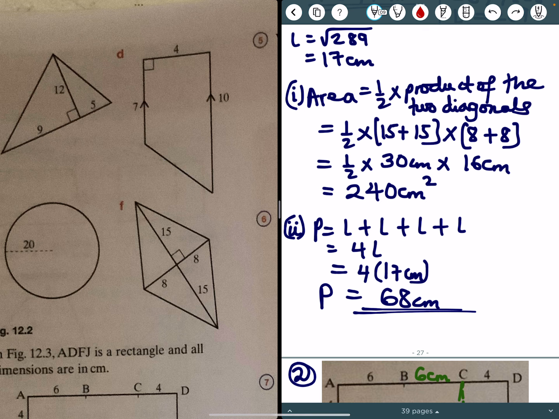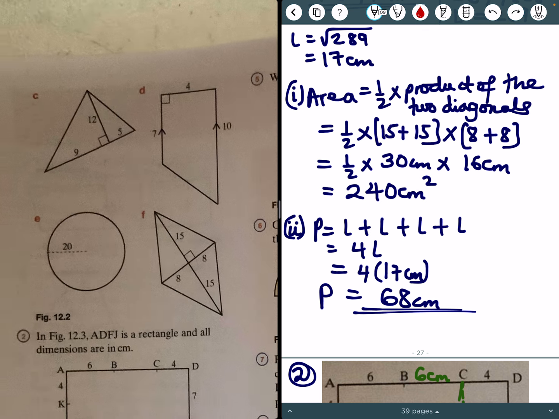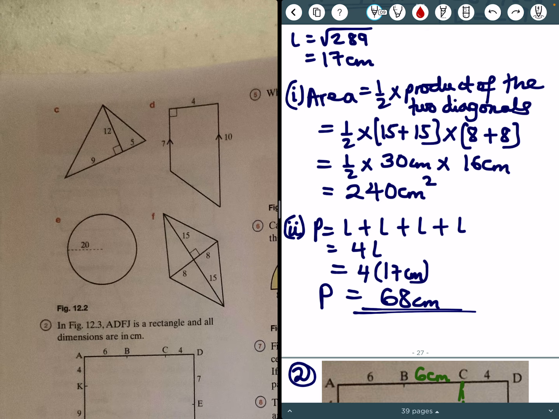68 centimeters for the perimeter. Okay, that's the perimeter. Let's now go to area. The area of a rhombus is 1 over 2 times the product of the two diagonals. So that's 1 over 2 times 30 times 16. You know how I got 30 and 16? 240 centimeters squared is the area of the rhombus. So that ends question 1 in this exercise.